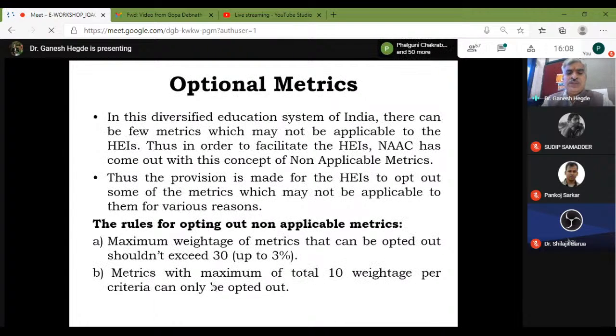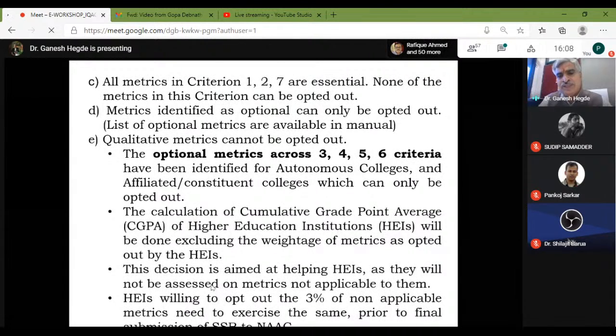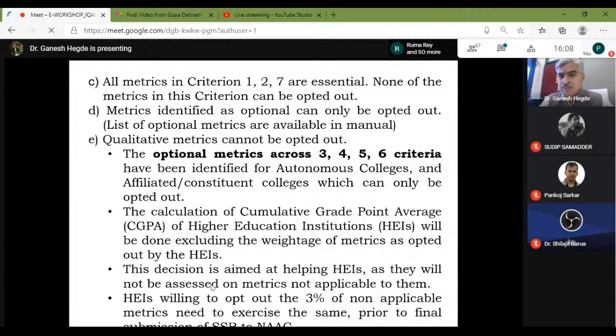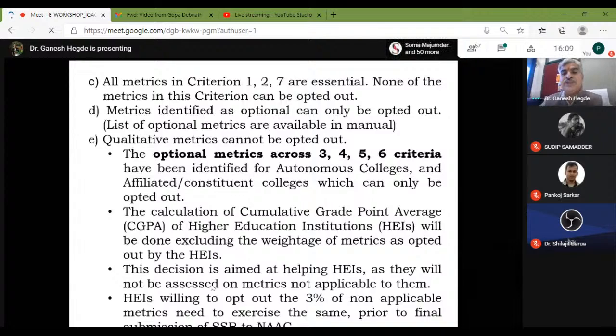So maximum should be 30, and in each criteria also, for example, in 3 you can have 10, in 4 you can have 10, in 5 you can have 10, so that will be the 30. Or you can have 8, 8, 8, and then in the 6th criteria 6, so that the weightage can be distributed accordingly, so that the maximum one can take is 10 in a particular criteria, and the maximum overall should be 30.